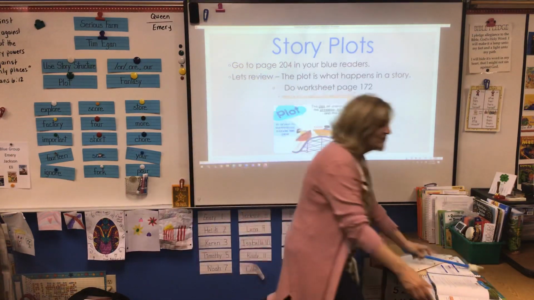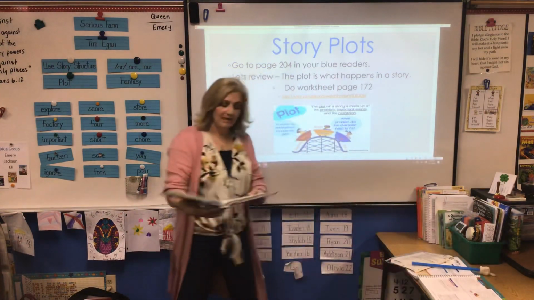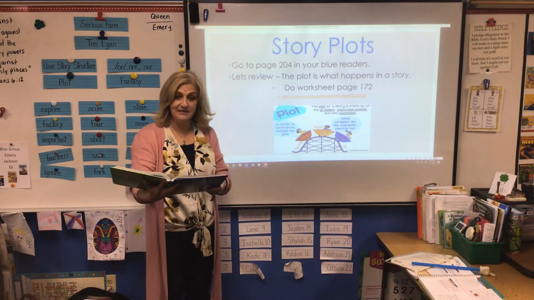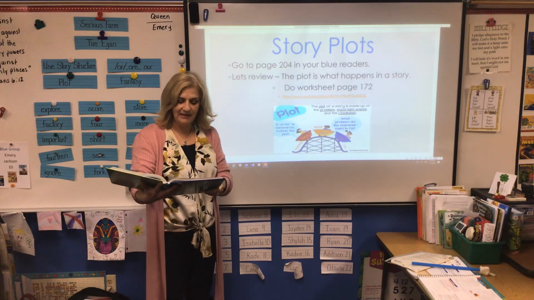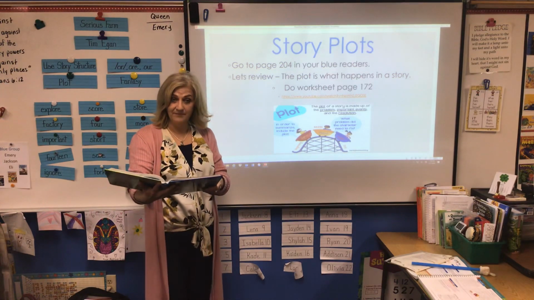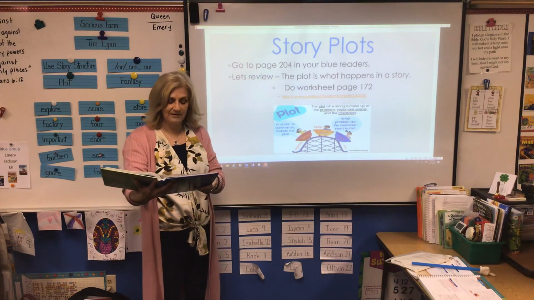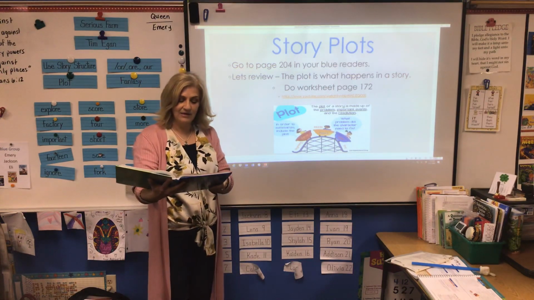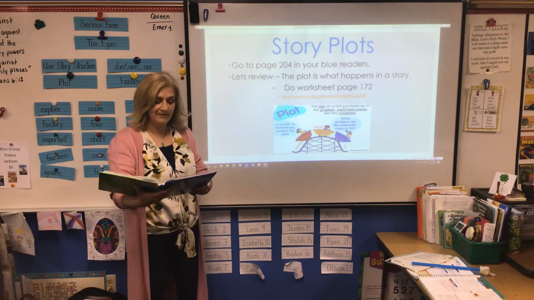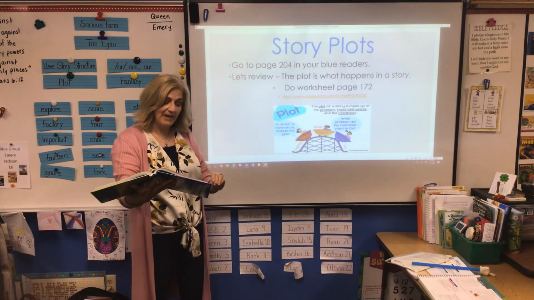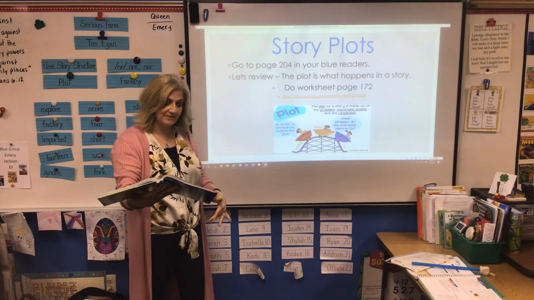So on page 204, I just want to read this for you. It says on your focus skills, the plot is what happens in a story. At the beginning, the characters have a problem. During the middle of the story, they try to find a solution. At the end, the characters usually solve the problem. So you have a problem, you have important events that happen, and then you have a solution.